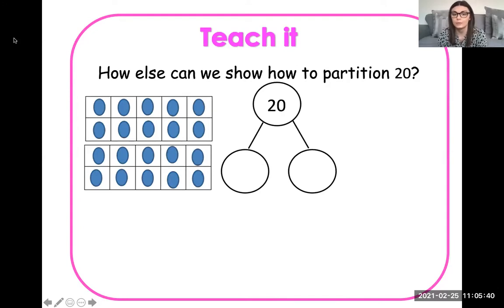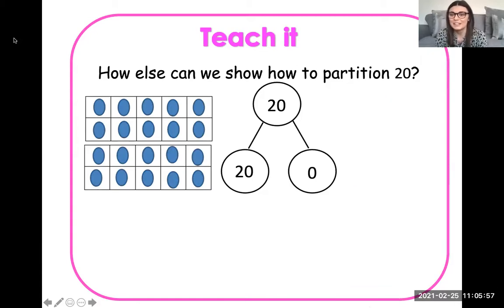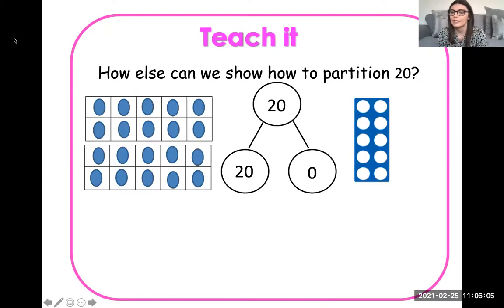And what number would have to go in the first box? The first circle, sorry. Well done. Yes, the number 20. And what about the other circle? What number would I need? Well done. Yes, the 0. Now, using Numicon, how many pieces of Numicon and what pieces of Numicon would I need to show the number 20? I've given you the first one. Now, what other piece of Numicon would I need? Well done.